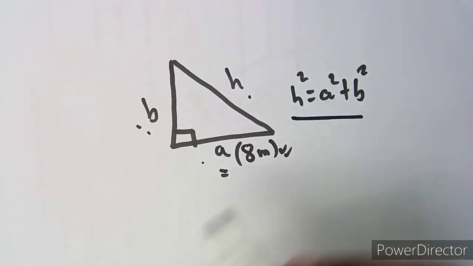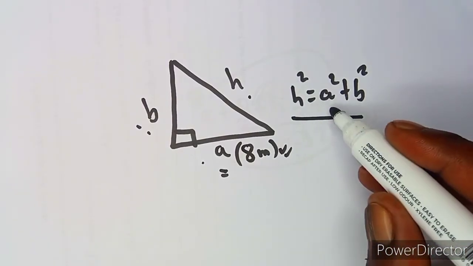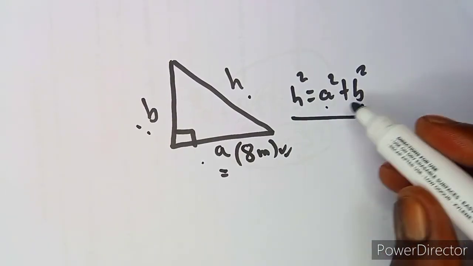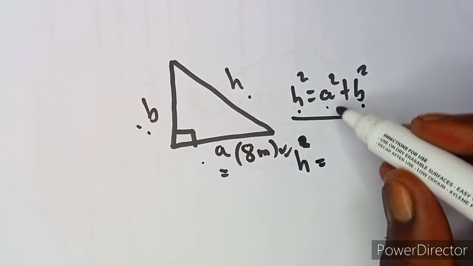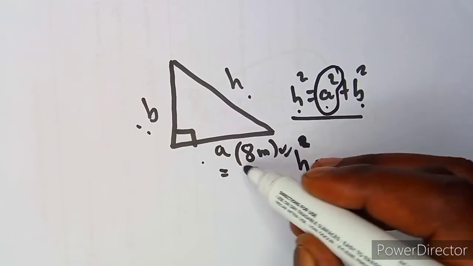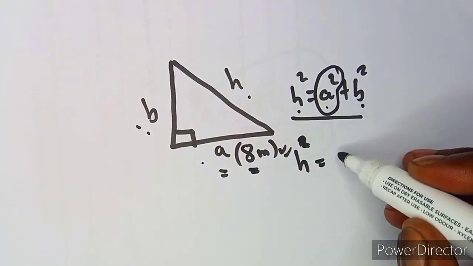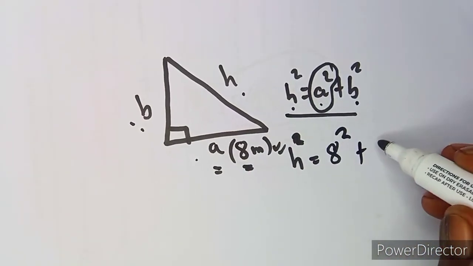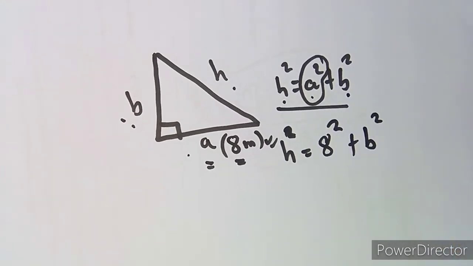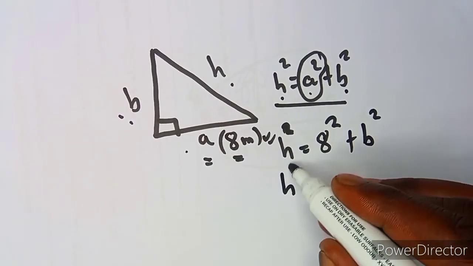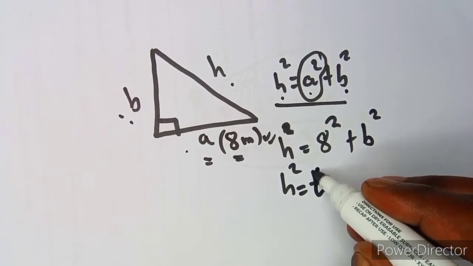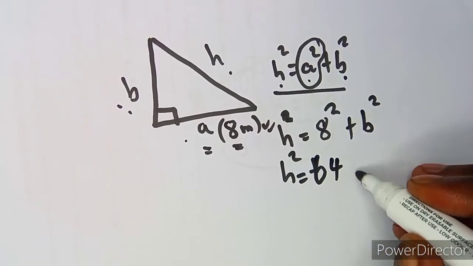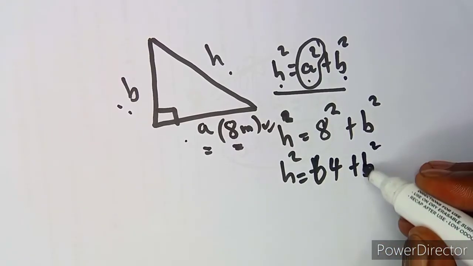Back to Pythagoras theorem. We know that from Pythagoras theorem, h squared is equal to a squared plus b squared. Let's substitute a. In this case, because we chose a to be 8, it's going to be 8 squared plus b squared. So h squared is equal to 8 squared, which from your calculator is 64, plus b squared.